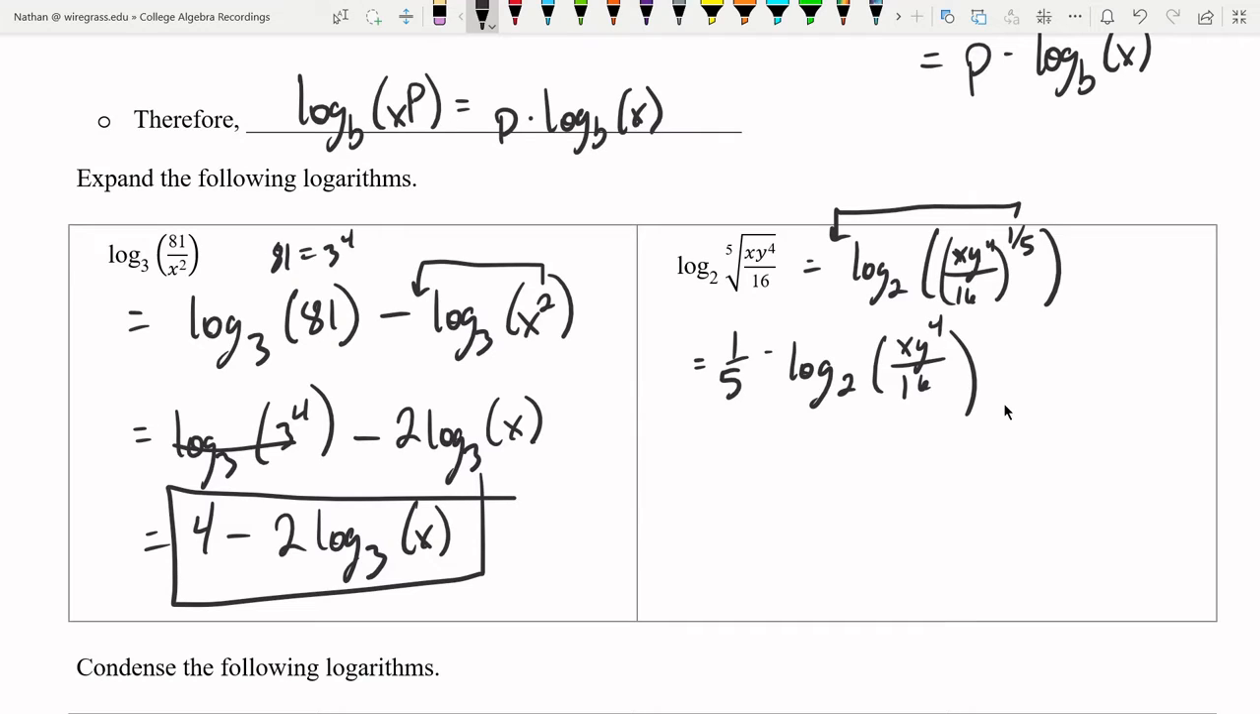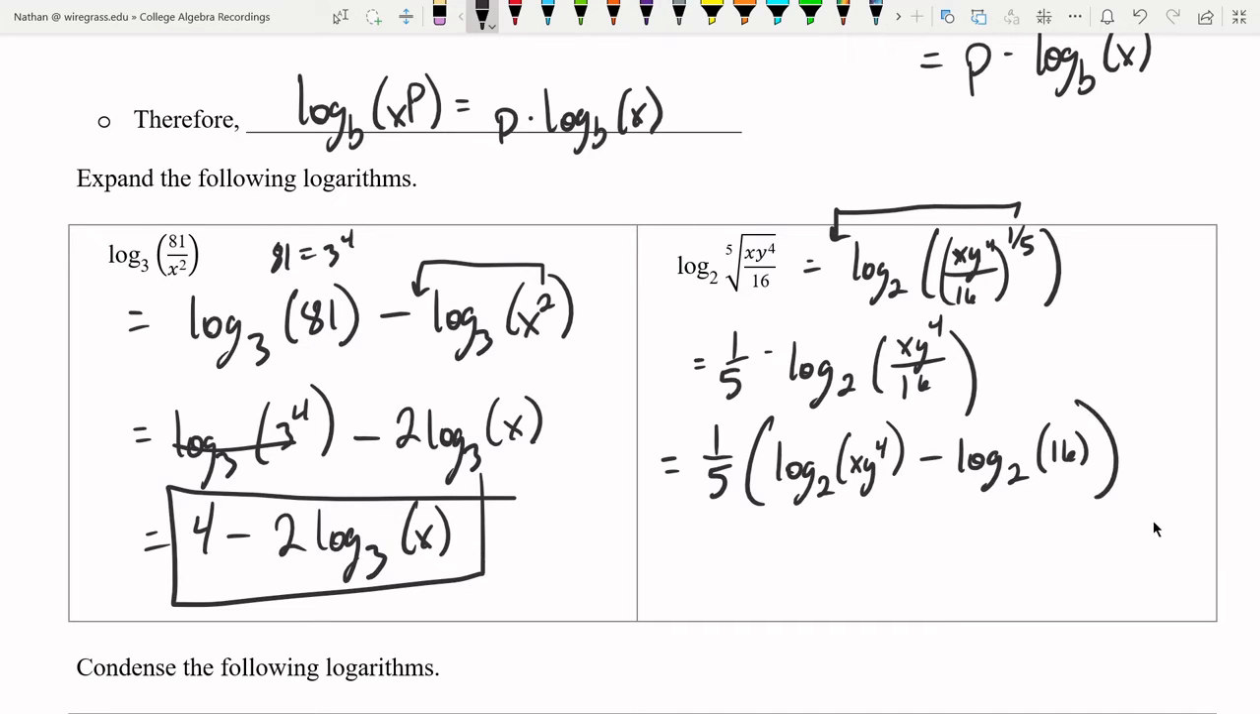Now, I've got a fraction. I can break this up as subtraction. And it's important to note that 1/5 is multiplying this logarithm, so it's going to be multiplying each of the broken up logarithms here. I have to have it in parentheses. 16 is 2 to the fourth power, so this will actually just become 4.